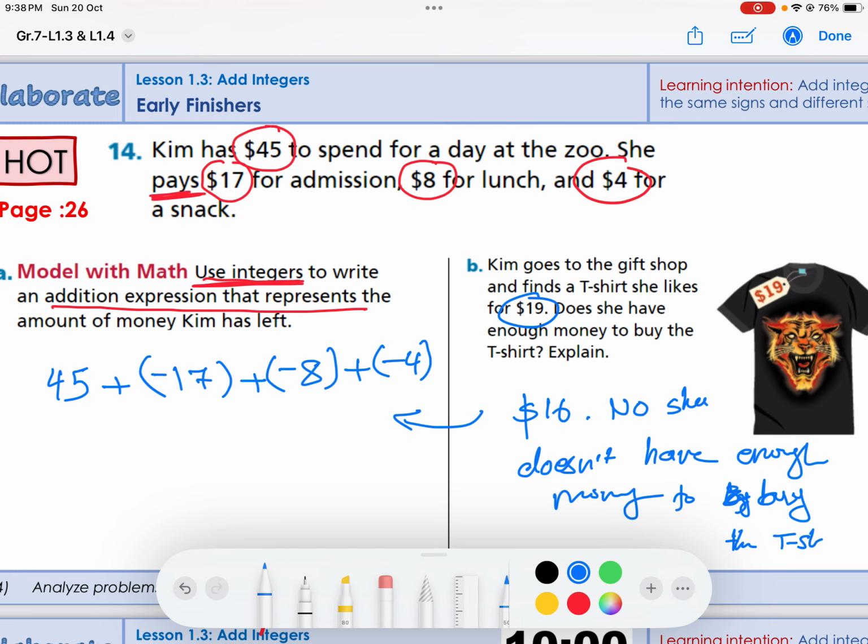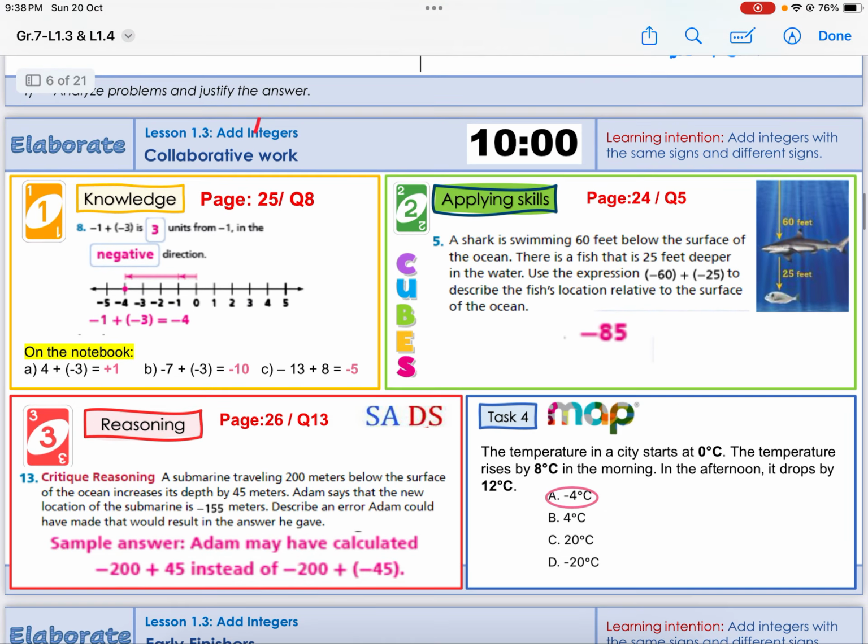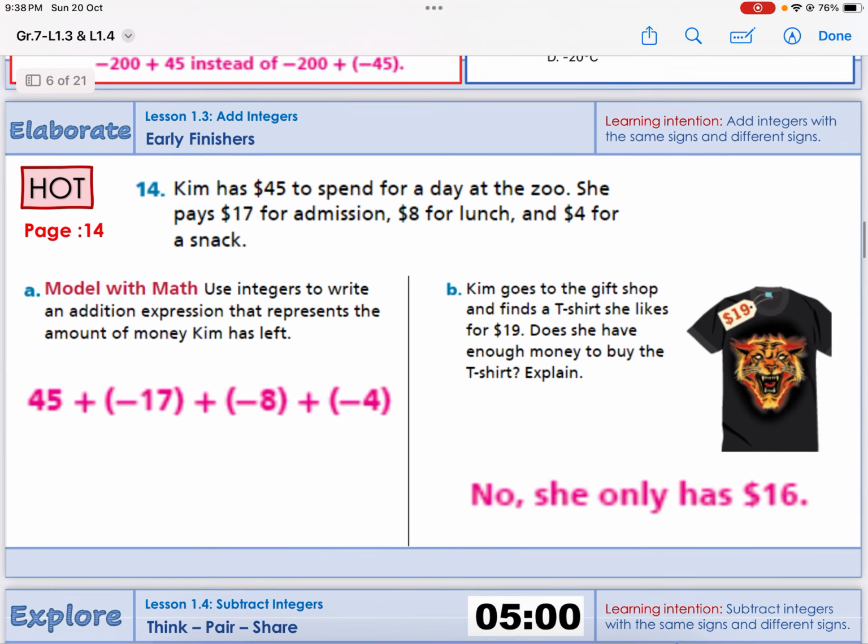Okay, guys, that's it. Okay, so that's a really good question. You guys make sure you solve it. Practice it, practice all the good word problems.